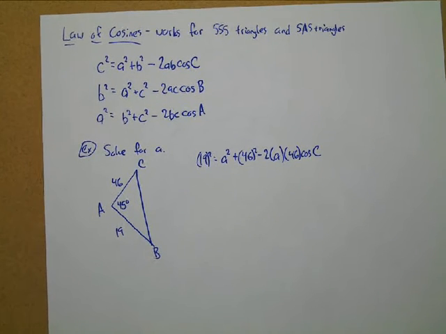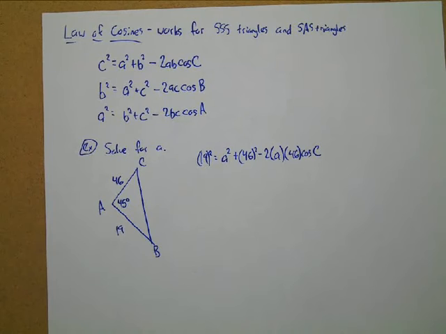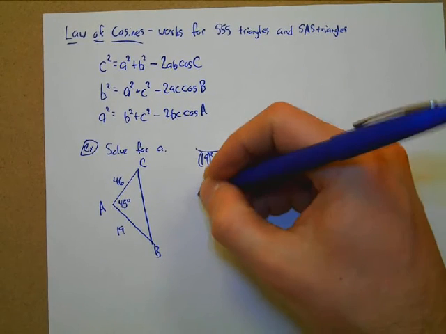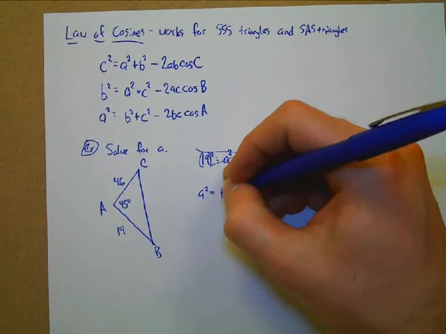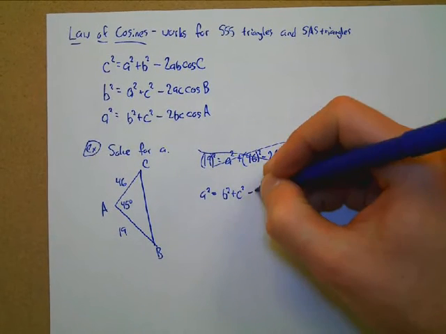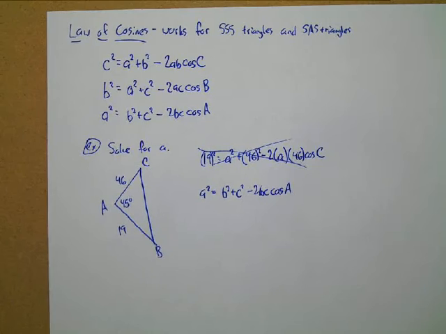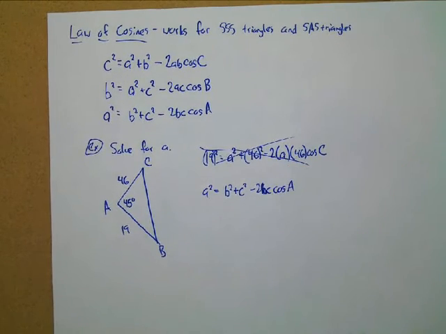So we plug things in now. A squared, we don't know a, so we'll just say it's a squared, equals b is going to be 46, c is going to be 19, minus 2 times 46 times 19 cosine, and angle A we do know is 45.